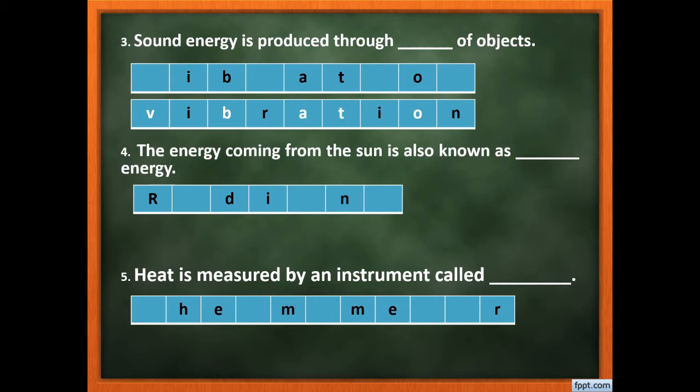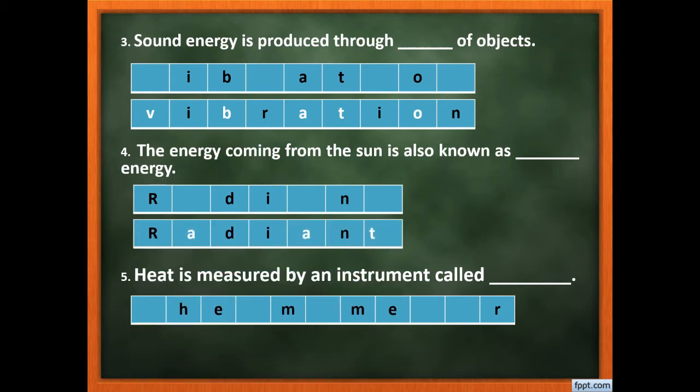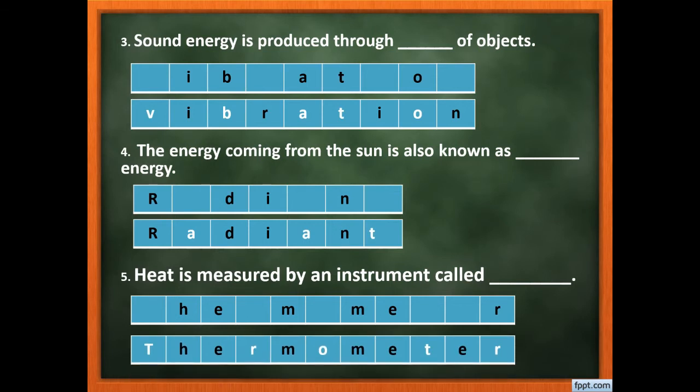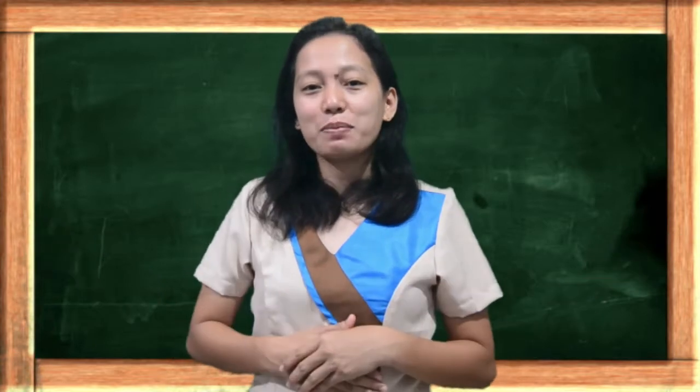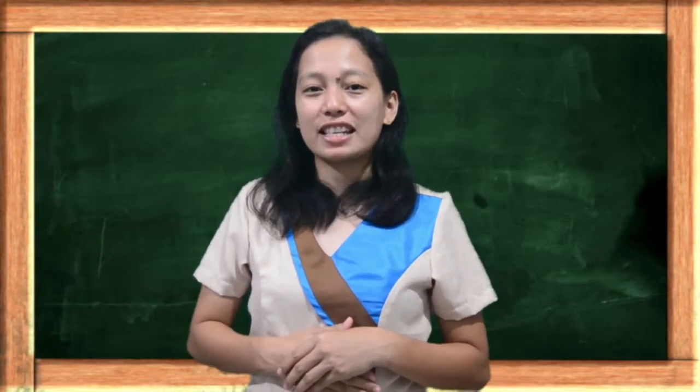Number 4. The energy coming from the sun is also known as blank energy. What is the correct answer in number 4? Correct. The answer is radiant. And for the last number 5, heat is measured by an instrument called blank. Correct. It is a thermometer. Congratulations! I guess majority of you understood our previous lesson.